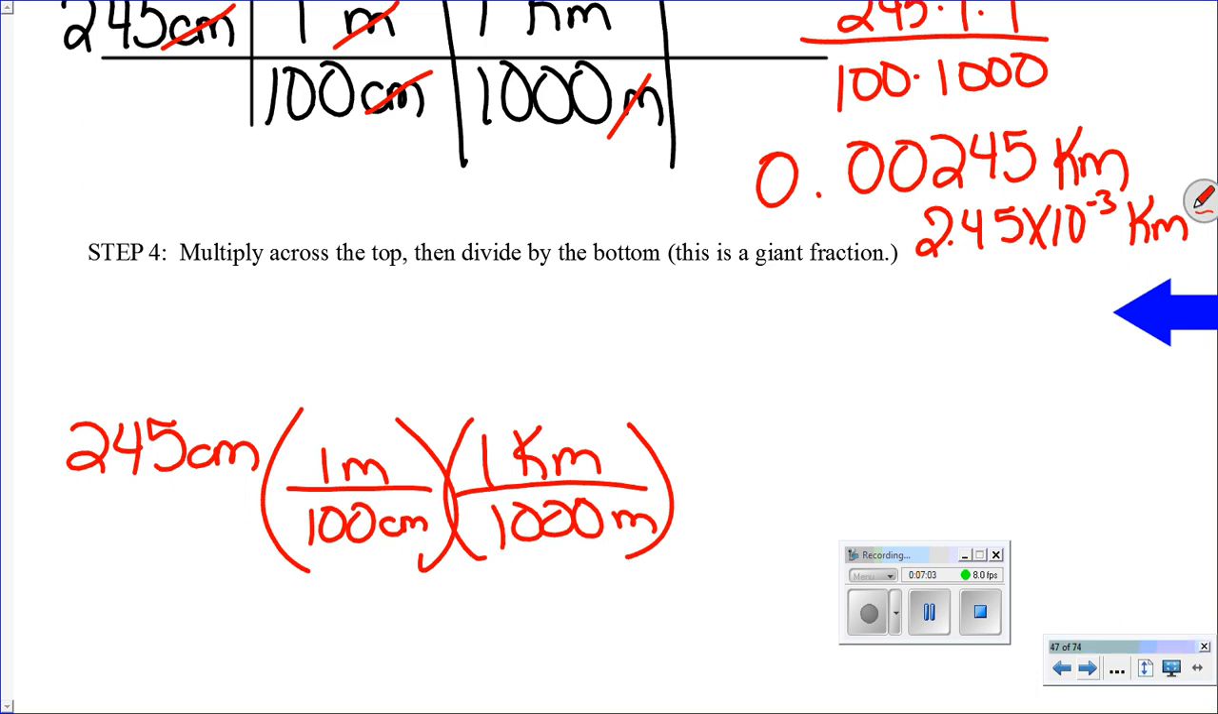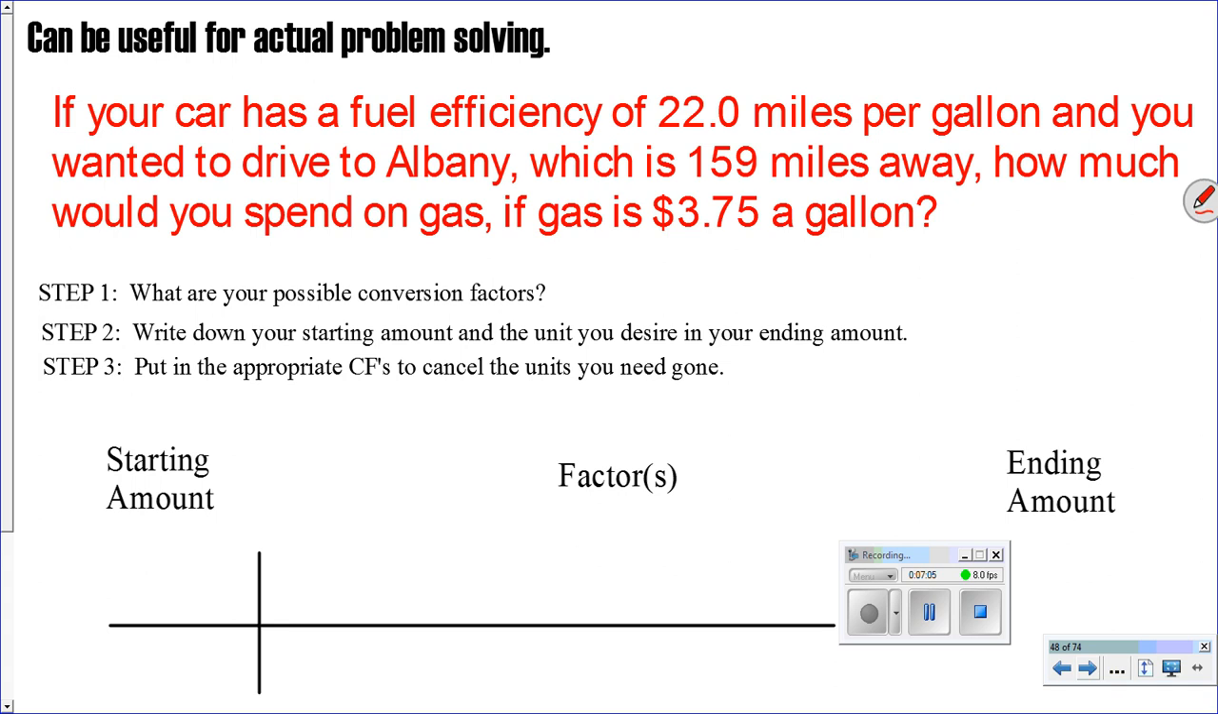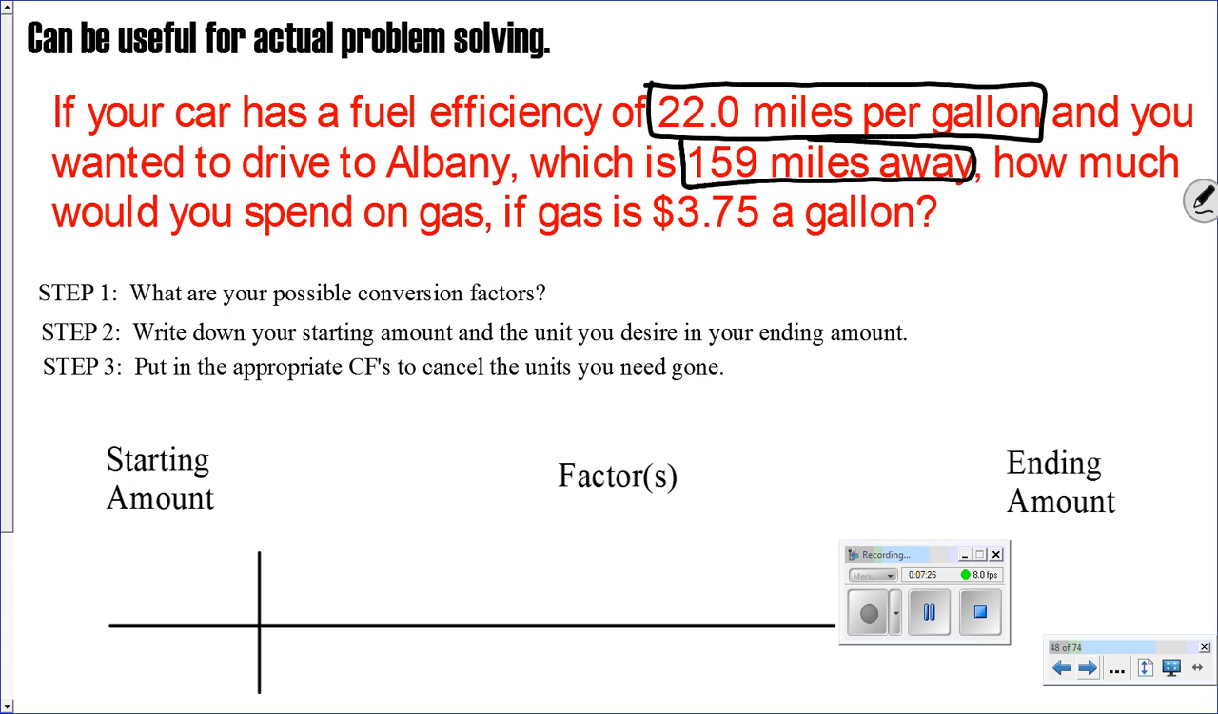This can also be used for actual problem solving. And that's more the kind of stuff we're going to get into. I haven't really shown you any of those types of problems yet, but here's an applicable problem that we can use with conversion factors. So let's say that your car has a fuel efficiency of 22 miles per gallon, and you wanted to drive to Albany, which is 159 miles away. How much would you spend on gas if gas is $3.75 a gallon?